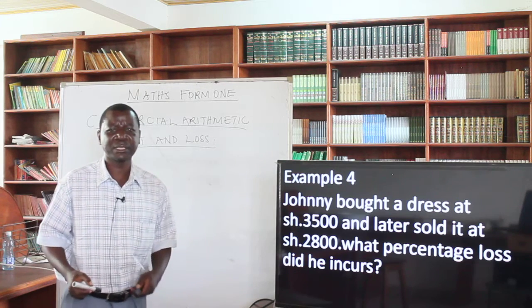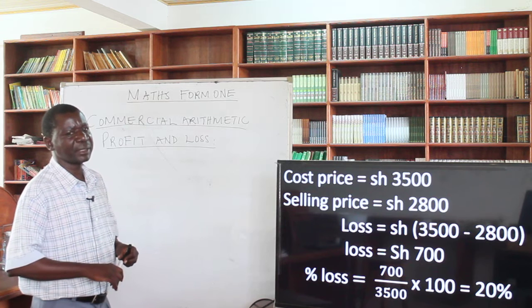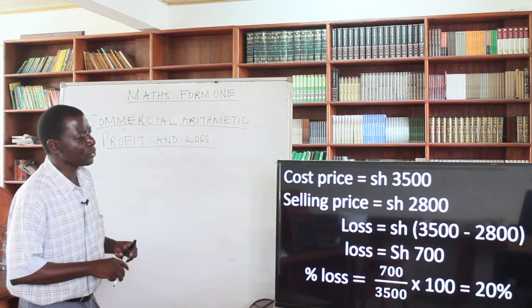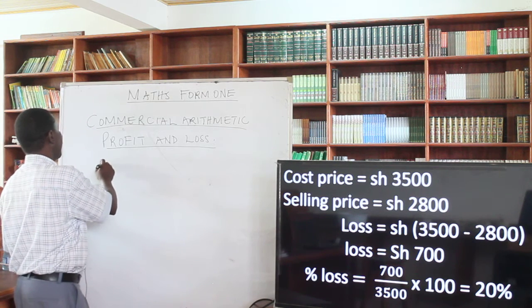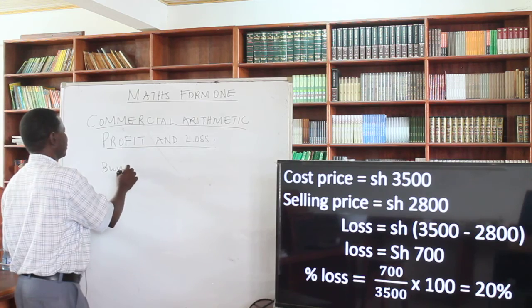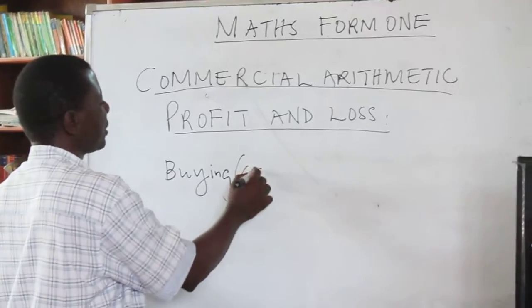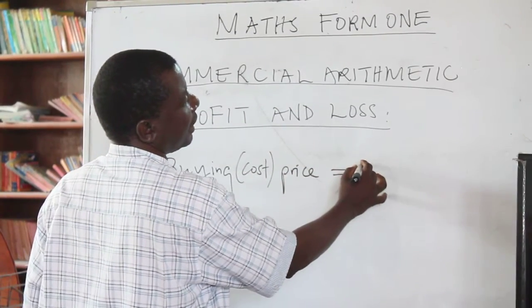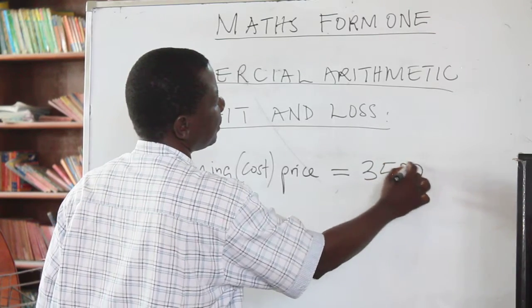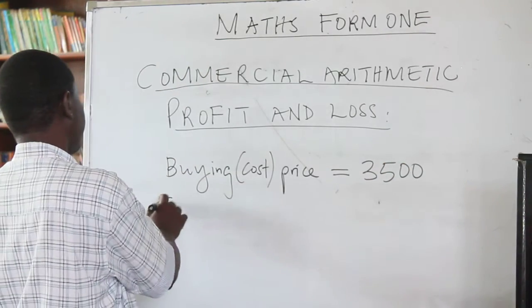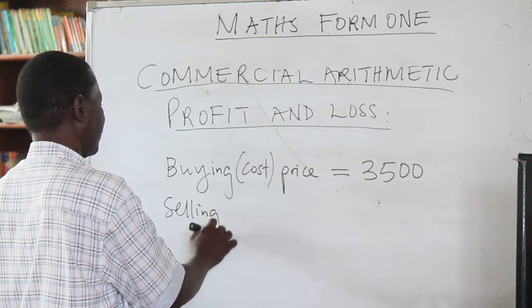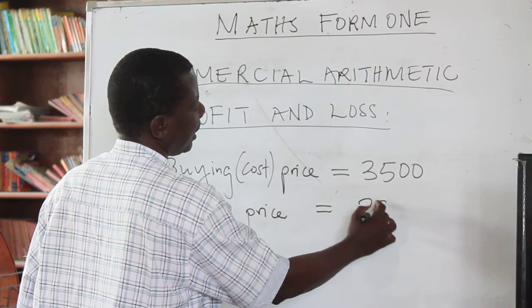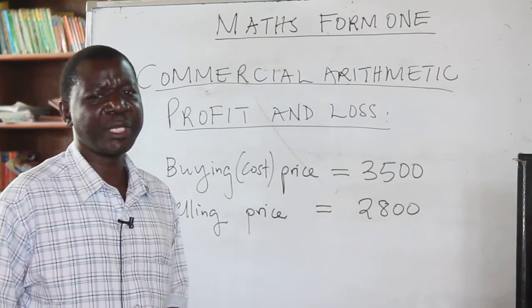So how do we calculate it? Actually, the buying price can also be called the cost price. So the buying price or the cost price is the same as 3,500. The selling price is the same as 2,800. So we get a loss.